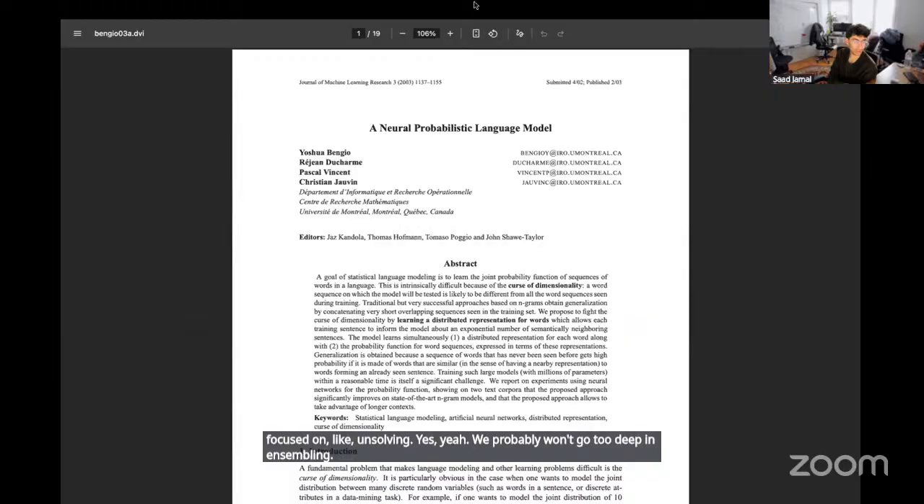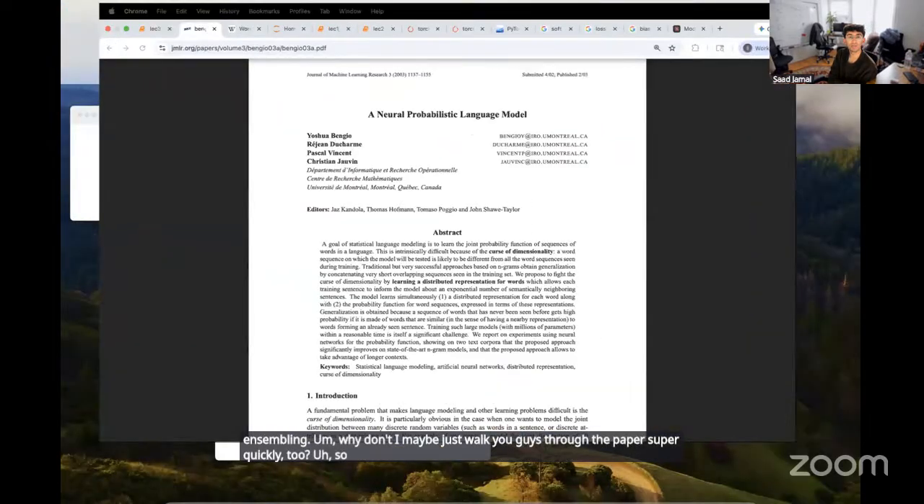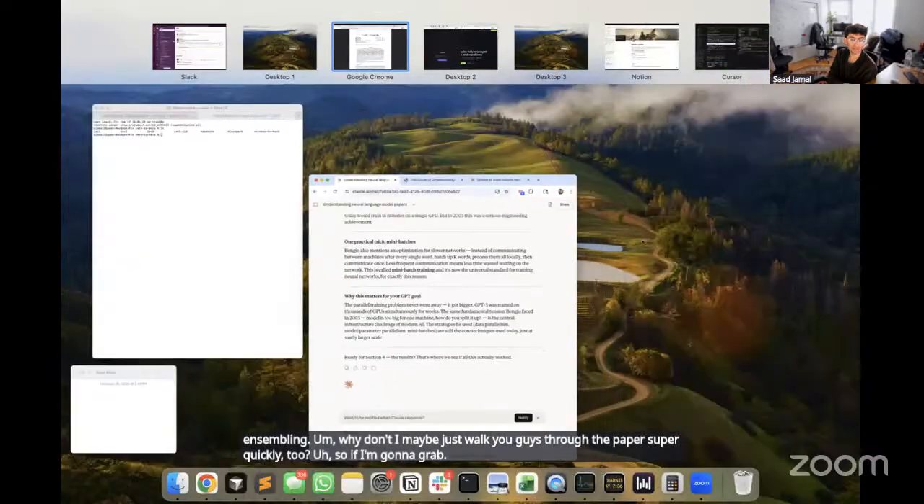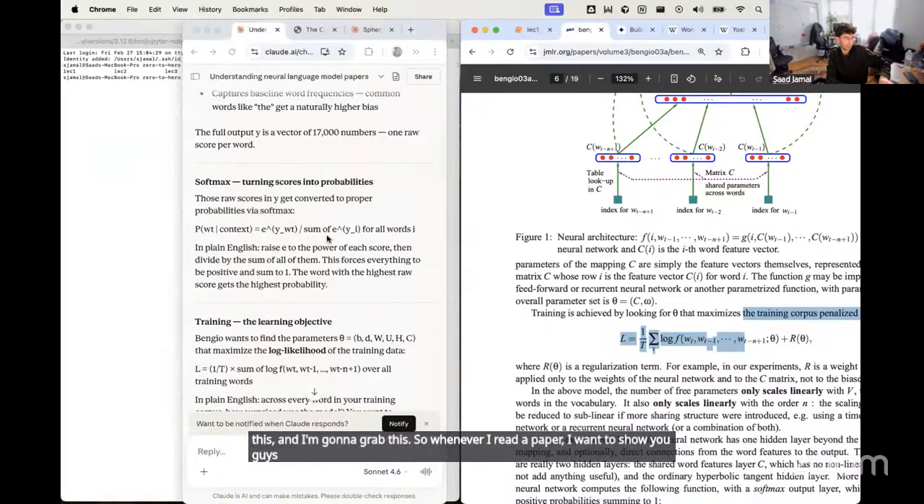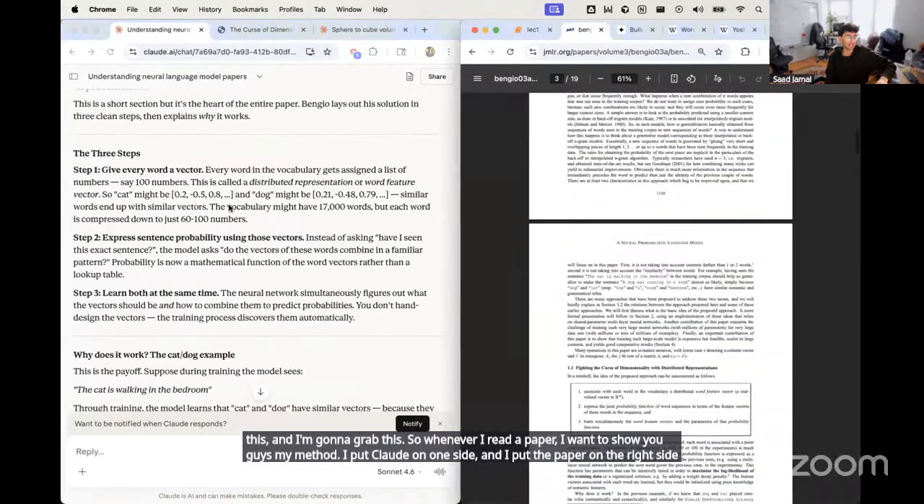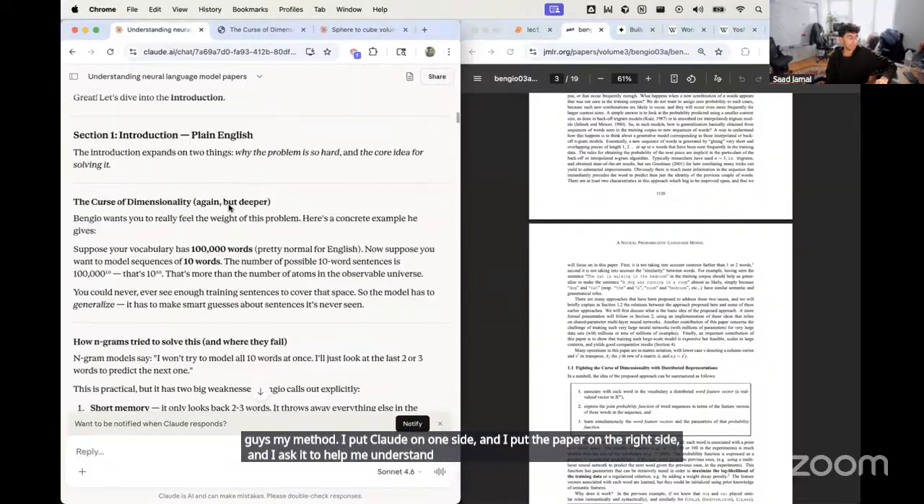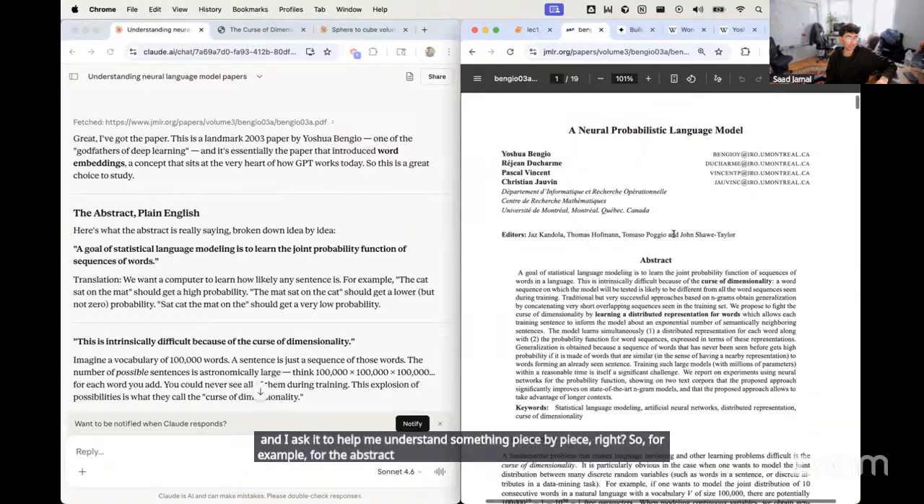Why don't I walk you through the paper super quickly too? So I'm going to grab this and I'm going to grab this. Whenever I read a paper, I want to show you my method. I put Claude on one side and I put the paper on the right side and I ask it to help me understand something piece by piece. For example, for the abstract, abstracts are always super dense.